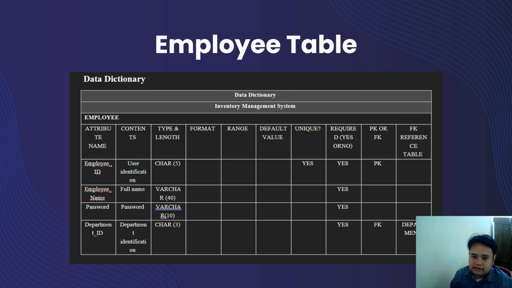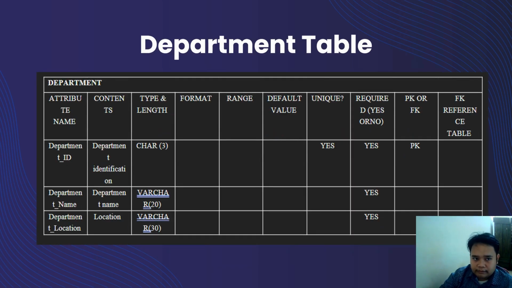This is an example of how a data dictionary is created, which has the attribute and content, and then the type and length, format, range, default value, unique and required, and you need to state whether you have a primary key or foreign key. In this example, employee ID is for user identification, the type is char, the length is 5, unique, and it is a primary key. You will see this kind of table for the other tables also. Same goes for the department table.